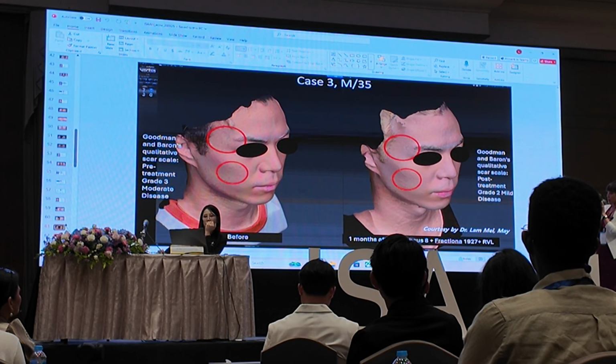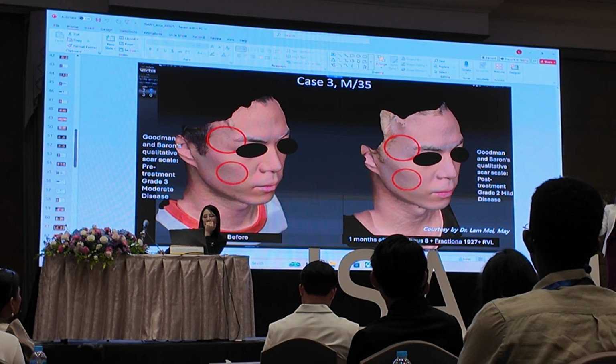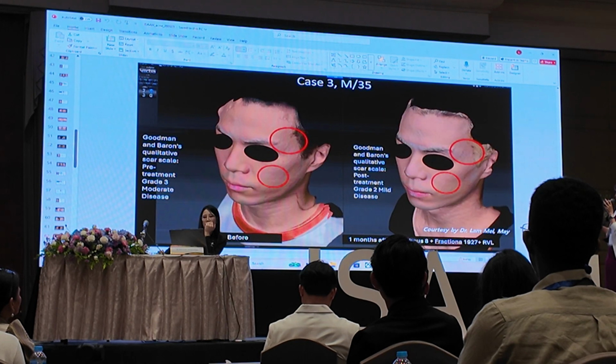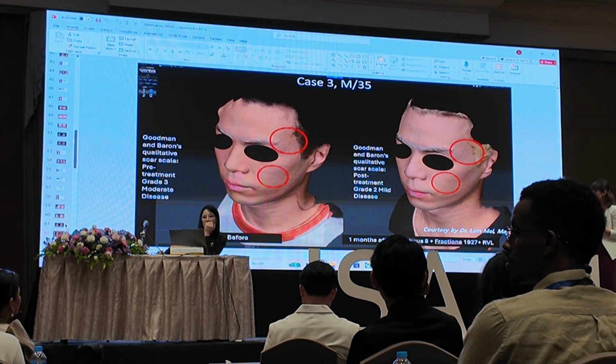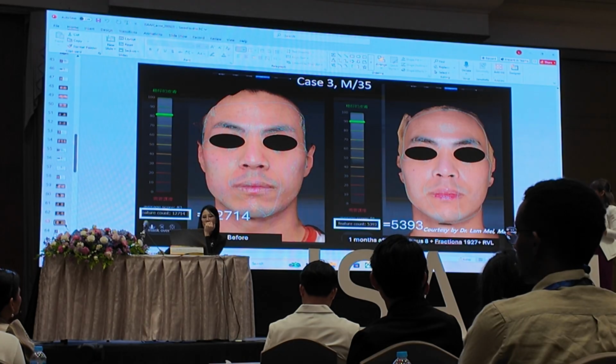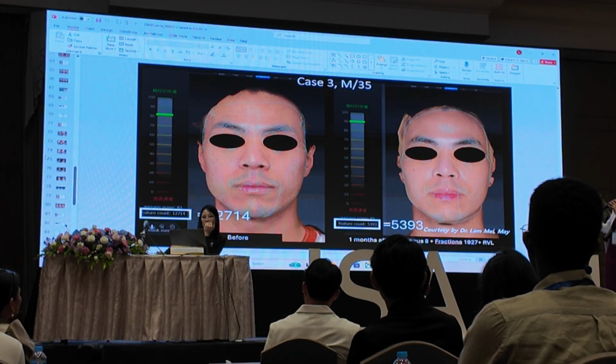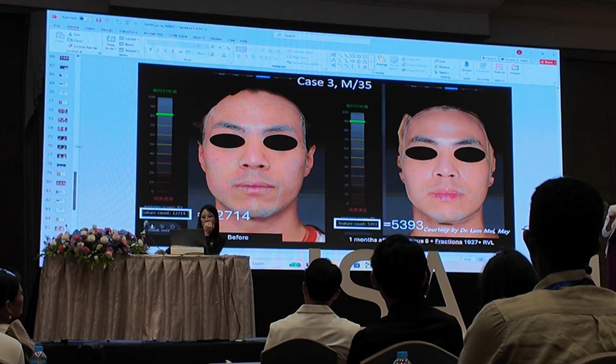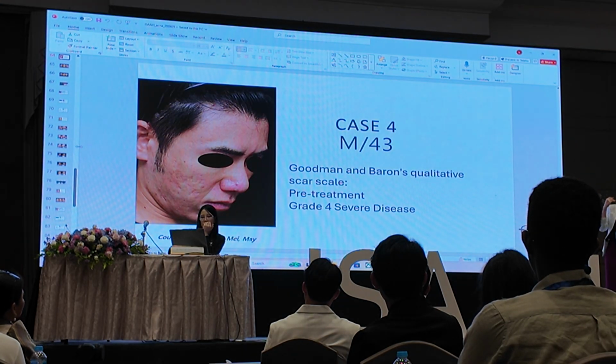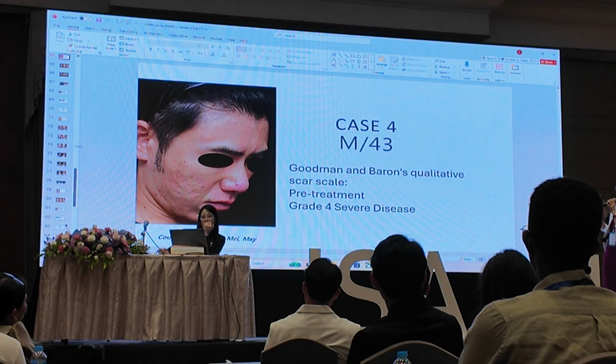With 3D spectral photography, one can appreciate the irregularity of the lateral cheek, and the temporal area is also improved. And the features count has dropped greatly from 12,000 to merely more than 5,000. So his general skin texture has been much improved.